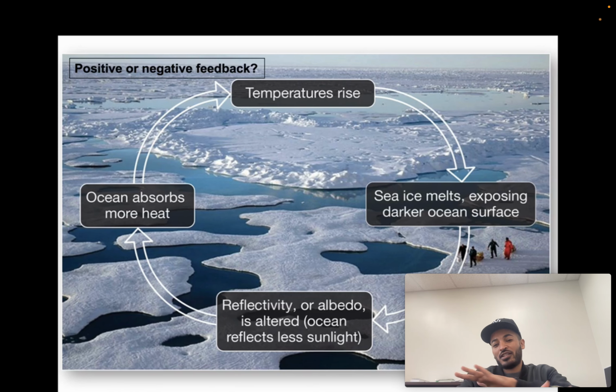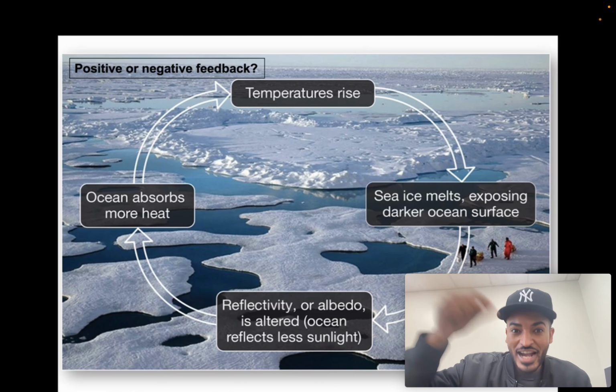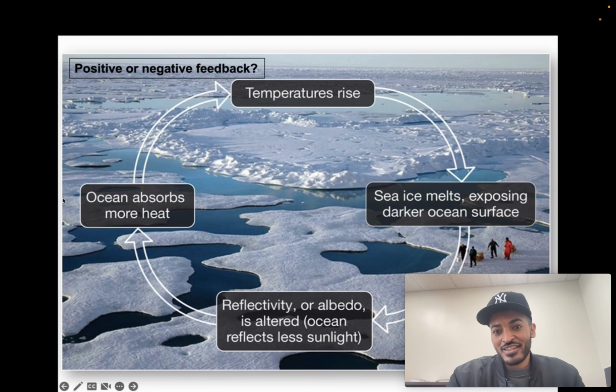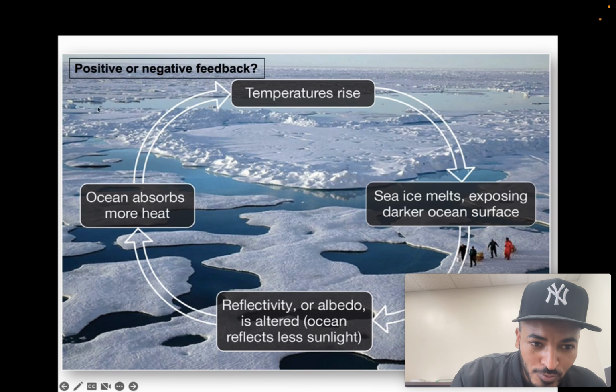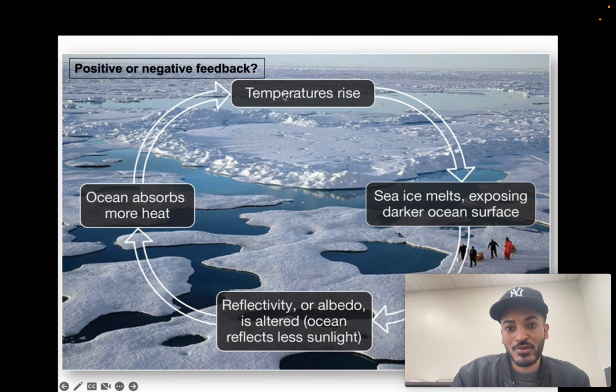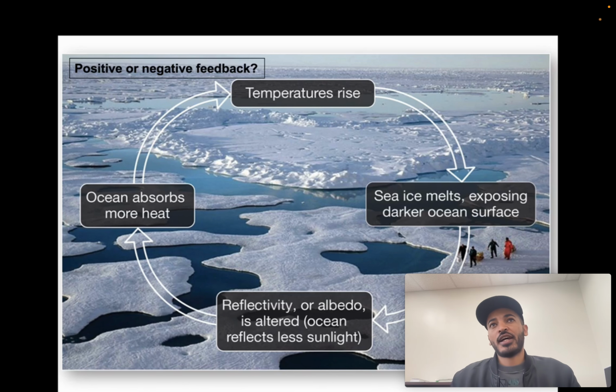If it's completely covered by ice, whatever the incoming solar radiation is, it's easily reflected. But now it is changing because the surface of the ice is changing, right? More melting exposes a darker ocean surface, and that absorbs more heat, and that amplifies the temperature rise. So that means a 2 degrees Celsius warming, for example, right?